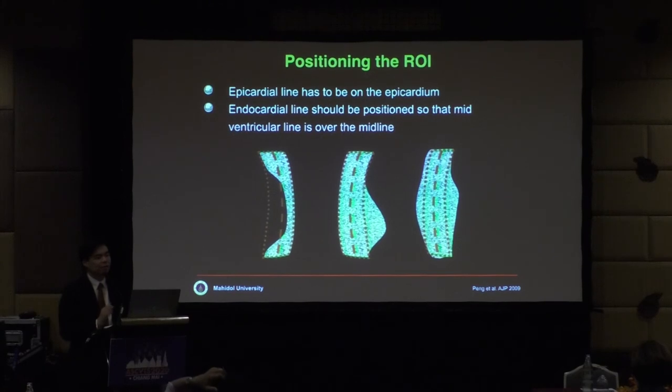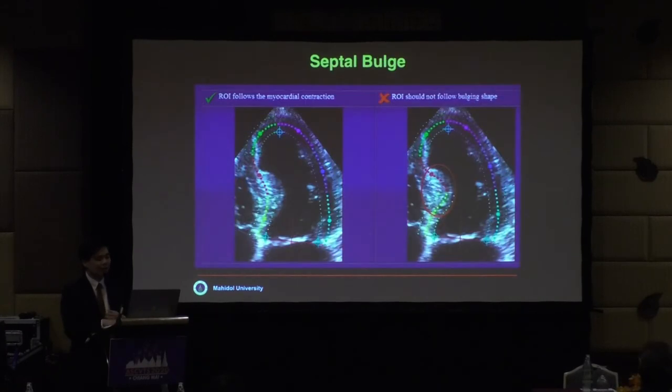The difficult part is when the geometry of the LV is not so clear. For example, if you have thin myocardium at some part, or thick myocardium, you cannot represent the whole of the myocardium. So this is a limitation, that there are no clear positional guidelines, but this is just another example of how we trace the myocardium in the setting of unequal thickness.